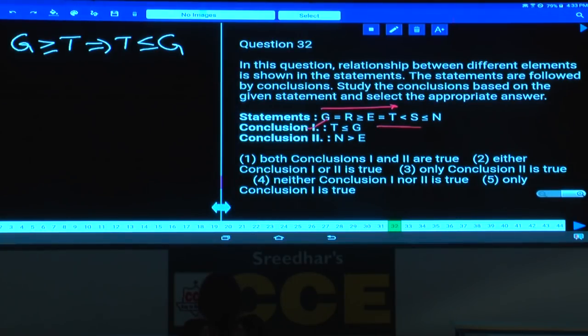Now the relation between e and n. E lesser than n is true. If e lesser than n is true, n greater than e is true. Then what is the answer here? Both the conclusions follow. Both 1 and 2, it is given in choice 1.